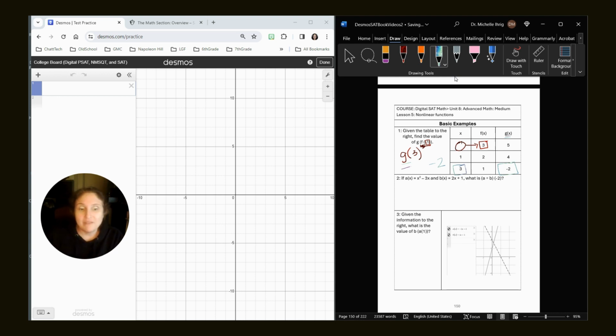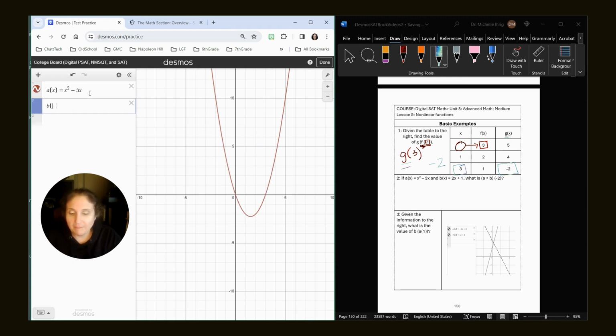It says if a of x equals x squared minus 3x and b of x equals 2x plus 1, what's a of b of -2? First we just type in the functions: a of x equals x squared minus 3x and b of x equals 2x plus 1. We can either look at the graphs or we can keep typing. I'm going to keep typing.